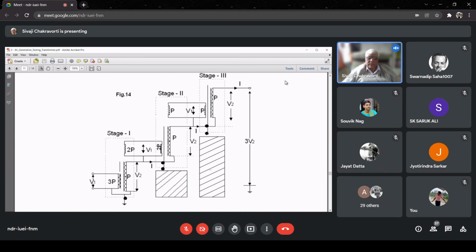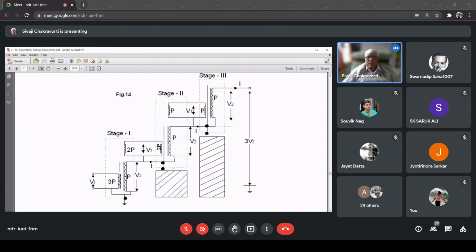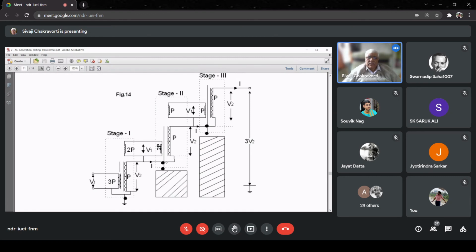Another important point is that the bottom terminal of stage 2 and stage 3 are typically connected to their tank. If we don't do that, then what will happen? Remember, the tank is not necessarily earthed. The stage 1 tank is earthed. Stage 2 and stage 3 tanks are not earthed. They are insulated from earth. So if I don't connect that bottom terminal to the tank, then the tank will have a floating potential because it has no reference.